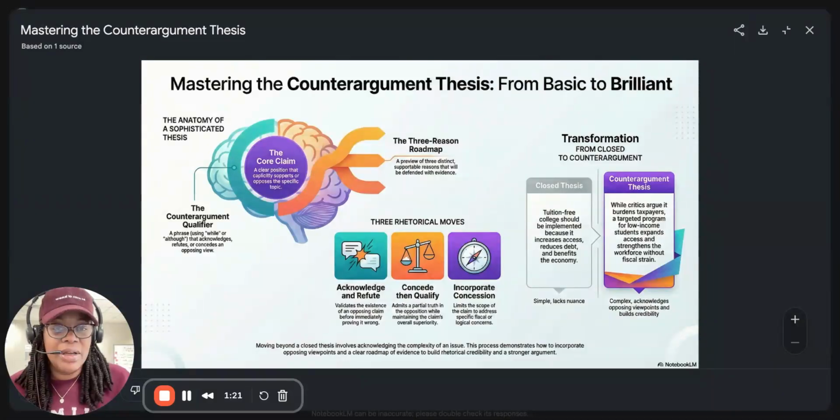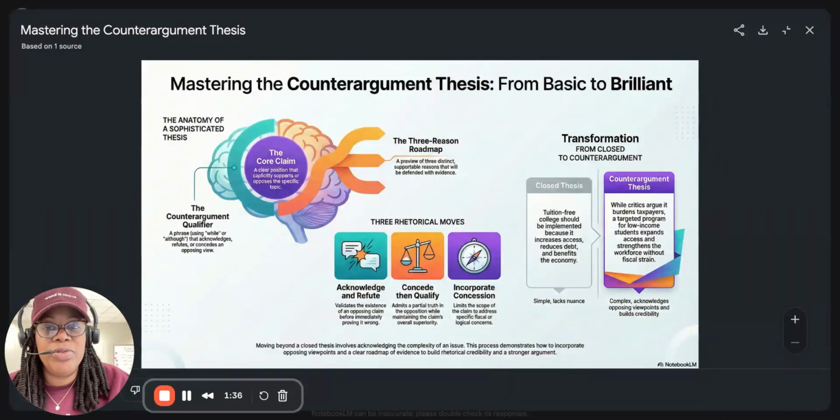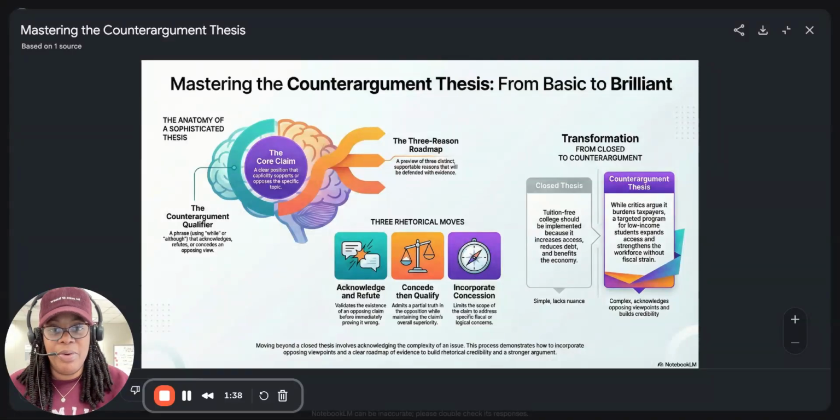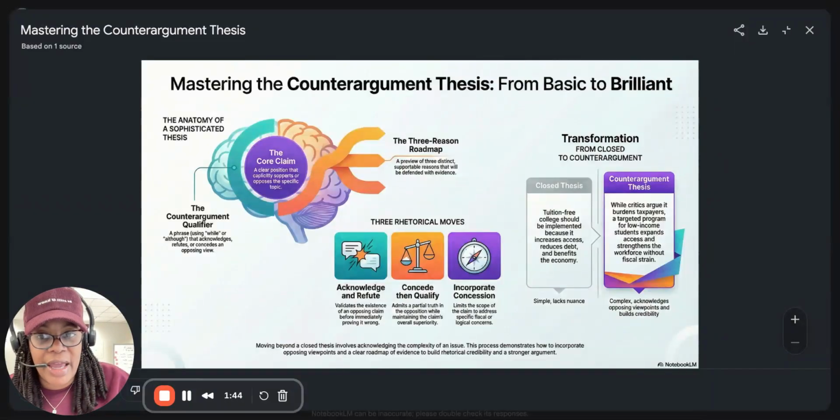So again, we're going to look at the anatomy of a sophisticated thesis. That image is an image of a brain, but it says it's our core claim. Basically, your core claim is your clear position. What position are you taking in this particular paper and in your thesis? And it's the counter argument thesis. You're going to need a qualifier in this case. It says it's a phrase using while or although. It acknowledges and refines or concedes an opposing view.